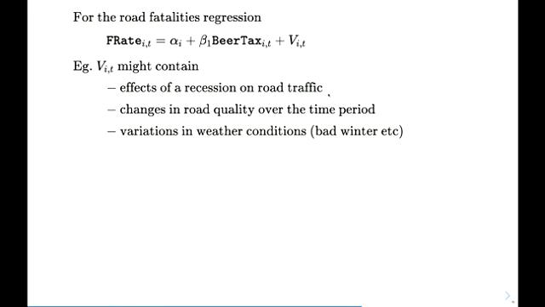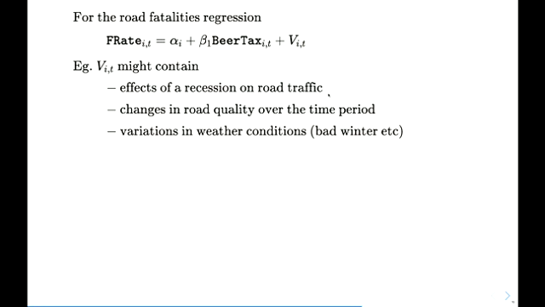A few things that are mentioned in the textbook as plausible candidates to be included in the v_it might be, for instance, the effects of a recession on road traffic. This is an interesting correlation: if you have an economic downturn, then people drive less, if nothing else because they're unemployed and don't have to go to work, but also they don't have, on average, as much money, or a car gets repossessed, all kinds of reasons. But it's very clear in the statistics that in a recession, the amount of car driving goes down, and the amount of road accidents goes down, and hence road fatalities go down.